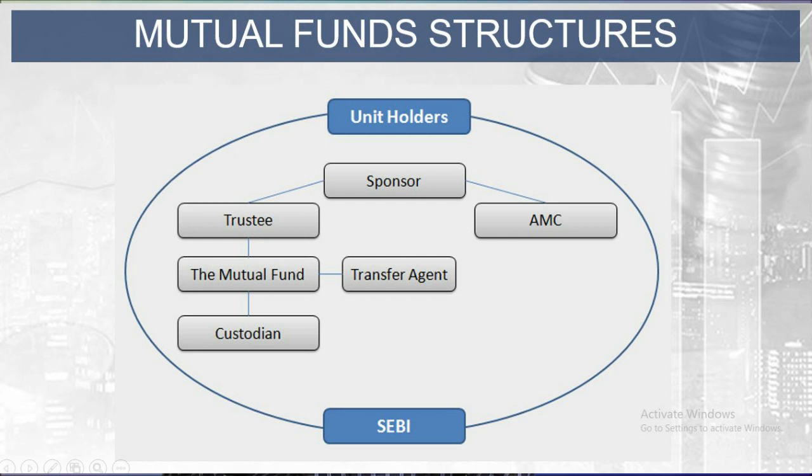Apart from this, there are other intermediaries. The first is the registered transfer agent, which maintains the records of investors, and the custodian, who holds the stocks, bonds and other certificates on behalf of the mutual fund company. So this whole set of organizations together is considered to be the mutual fund structure.